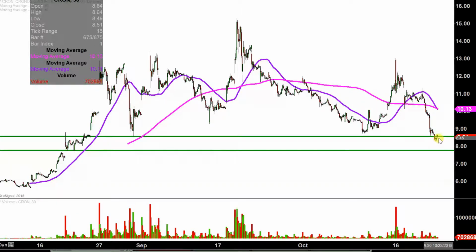The price is maintaining around that area, but if that cannot hold, then it would not be shocking at all to see the price potentially drift down to that 70-75 range.